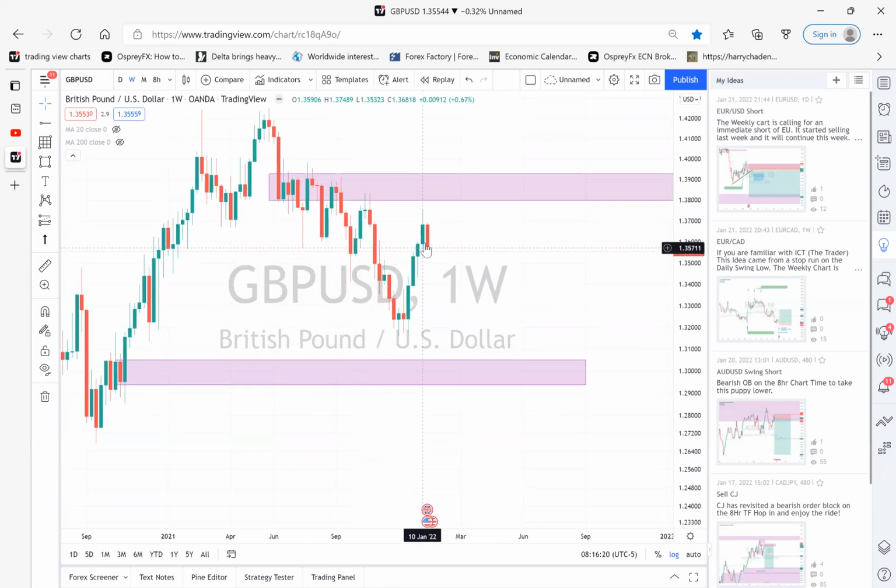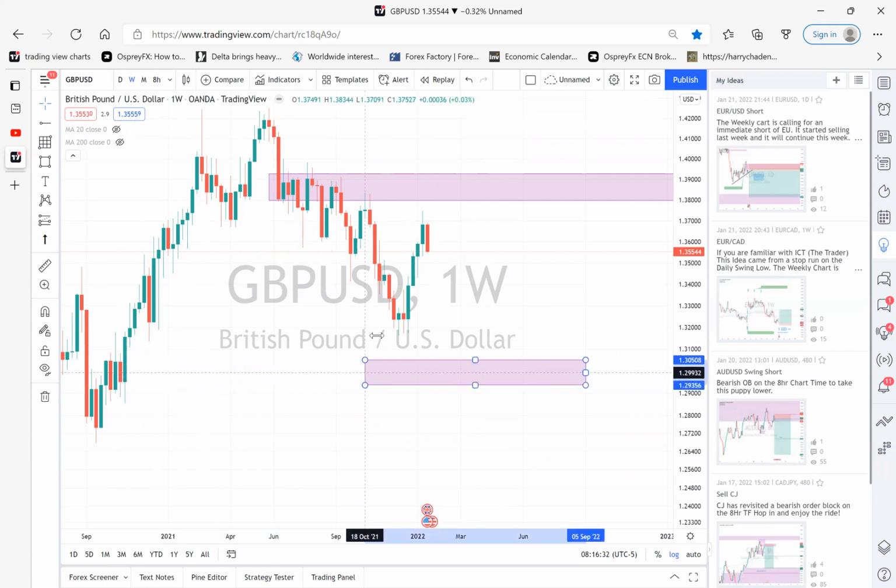So right off the top of my head, I can condense this market. All right, I put the box around the monthly, and here's the weekly. Well, if you look closer, there's an order block up here.